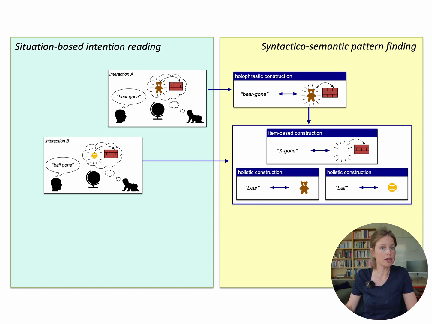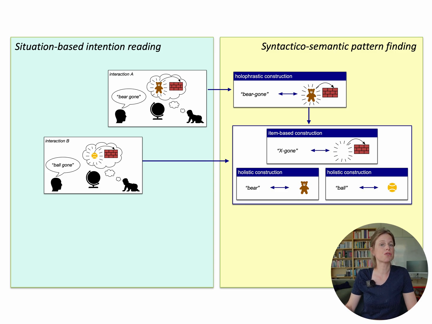Indeed, the child might infer through syntactico-semantic generalization that the form "bear" is associated with their favorite stuffed animal, that the form "ball" is associated with a certain spherical toy, and that the form "x gone" is associated with the referent of x disappearing from sight.